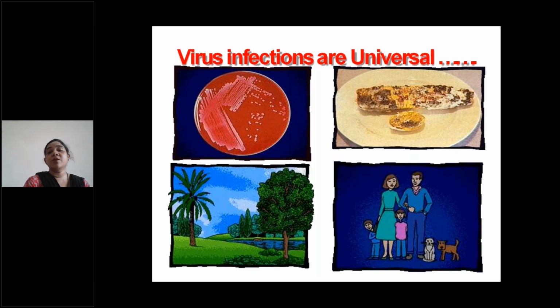Viral infections are universal. Viruses are present everywhere. They are present in our environment. They usually grow in our foodstuffs. They are present in animals and plants. There is even plant virology, animal virology, and medical virology, which deals with humans and their association with viruses. So, virology deals with a broad spectrum.